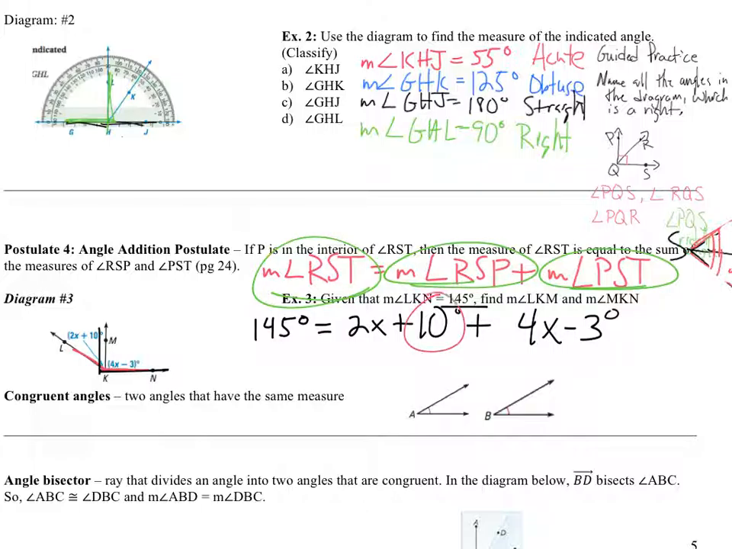If I take the 10 and the negative 3 and put them together, I get a positive 7. To undo addition, we must do subtraction, so we'll subtract 7 from both sides. We get 138 degrees equals my 2x plus 4x, which is 6x. Now if I take 138 and divide it by 6, I get that x equals 23. So this is where we're at so far.